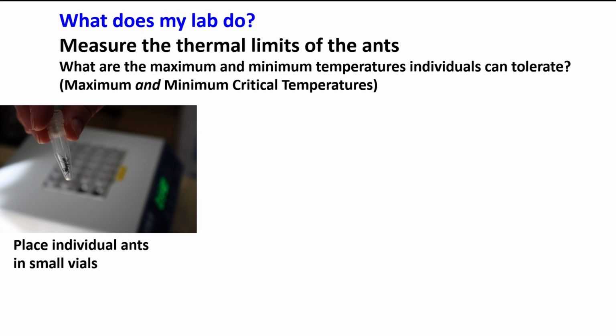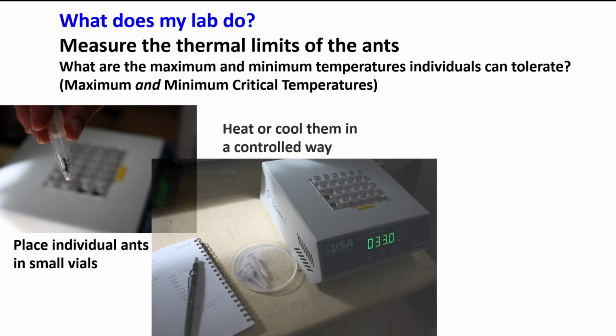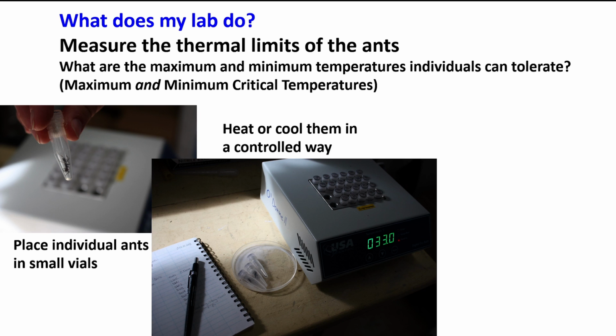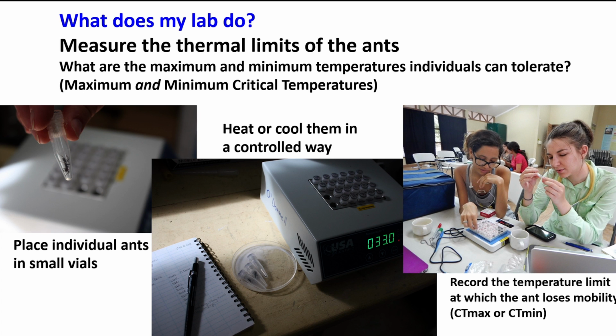Well, we place the ants in small vials, and then we heat or cool them in a controlled way. And what we're aiming at is getting a recording of the temperature limit at which the ant loses mobility, and we refer to that extreme temperature as the CT max or CT min for that individual ant. So we're going to explore patterns of environmental variation that are associated with variation in the ant's abilities to tolerate different temperatures.